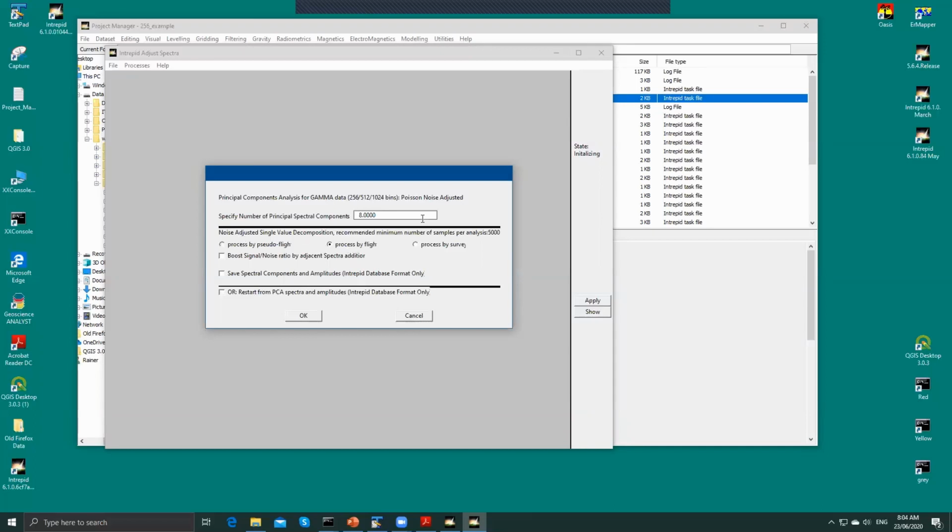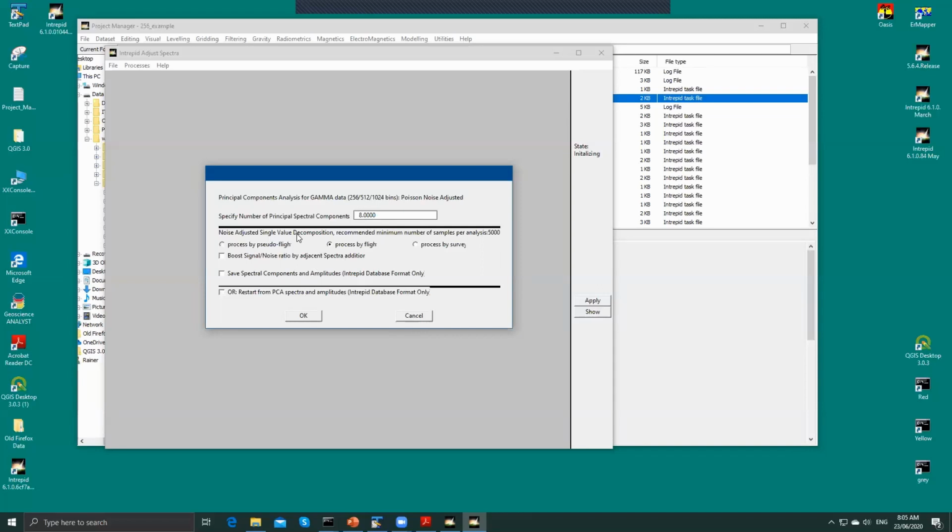So that's where the noise adjustment comes in. You can specify a number of principal components to reconstruct. This is 8. We stick with the recommendations. Then we can process the entire data set by pseudo flight, we come back to that later, process by flight, or process by survey, taking all the data in the survey for the principal component analysis. The boost signal to noise ratio, I don't even know whether that's working, so we stay away from that. We can save the spectral components and restart from them, though there is no restart from saved principal component amplitudes. That's basically all it can do.